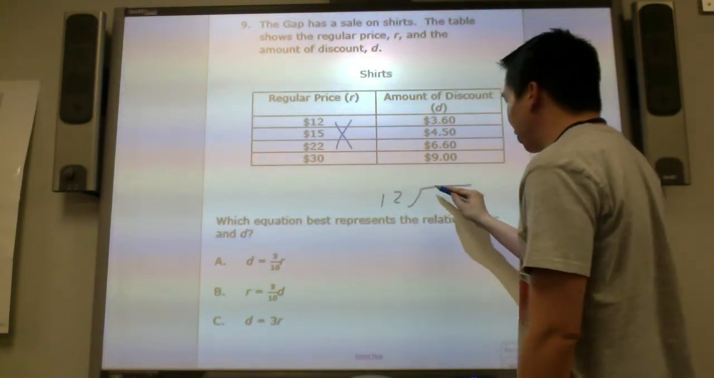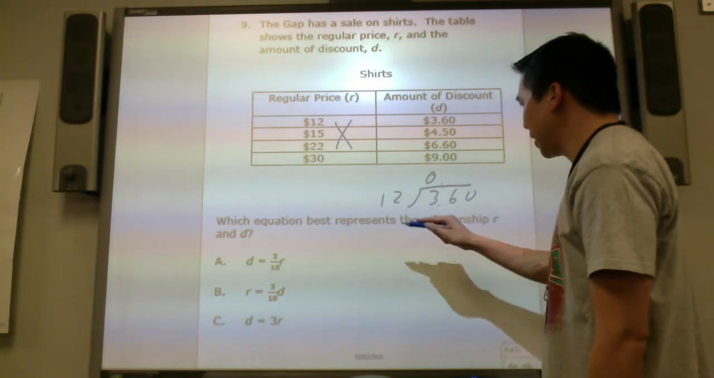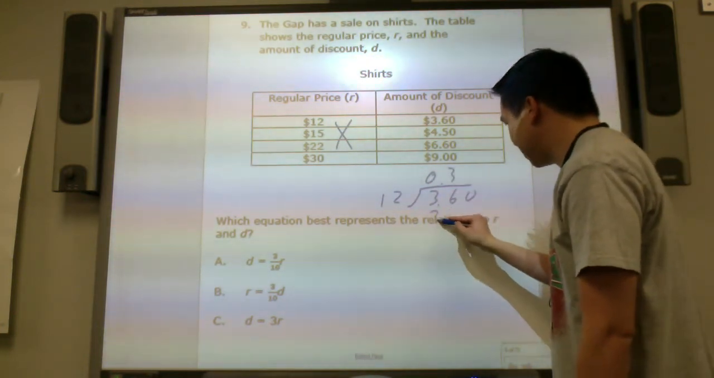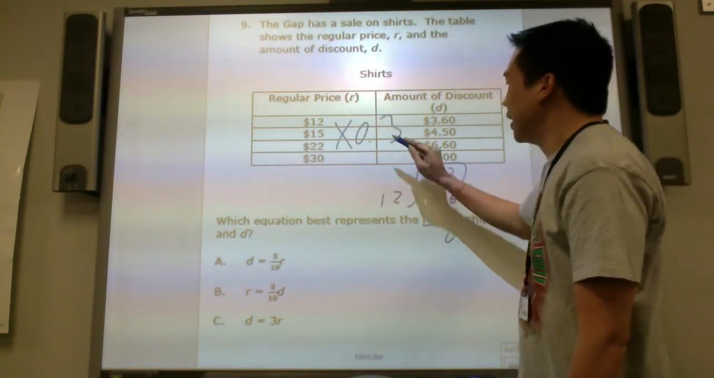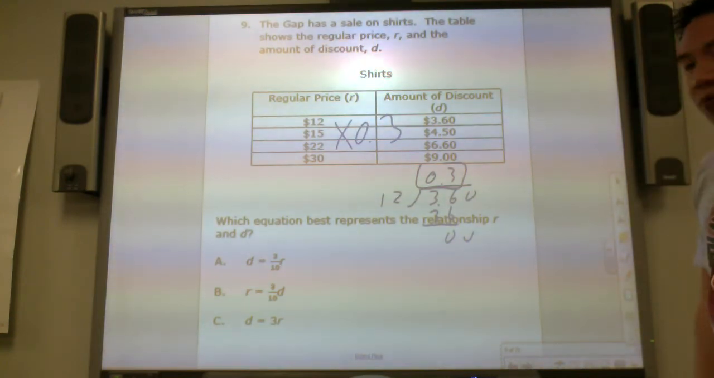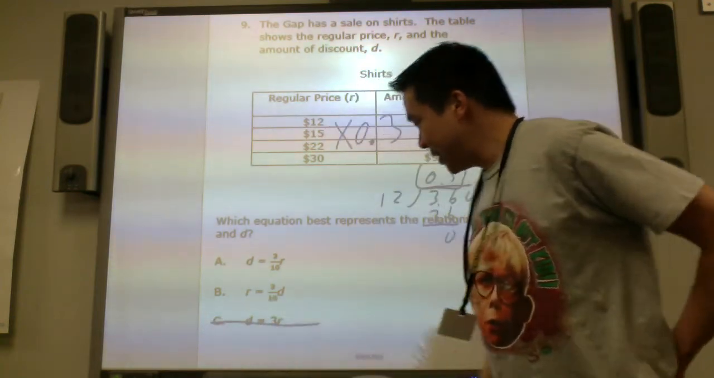Well, since I cannot figure it out, I'm going to divide it and find out. How many groups of 12 go in 3? 0 times. How many groups of 12 go in 360? 3 times. So the relationship is you multiply by 3/10. So 3/10. So I know it can't be C.